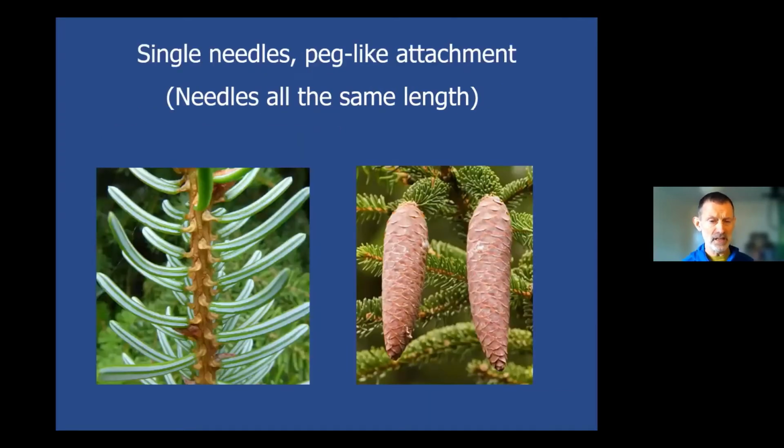So if they're single needles and the attachment is peg-like, and more or less the needles are generally the same length, we're looking at spruce or Picea, which is the genus. And all spruces have that peg-like attachment. Now, the best way to see that is look for a twig where the needles have fallen naturally. Don't try and pull them off.